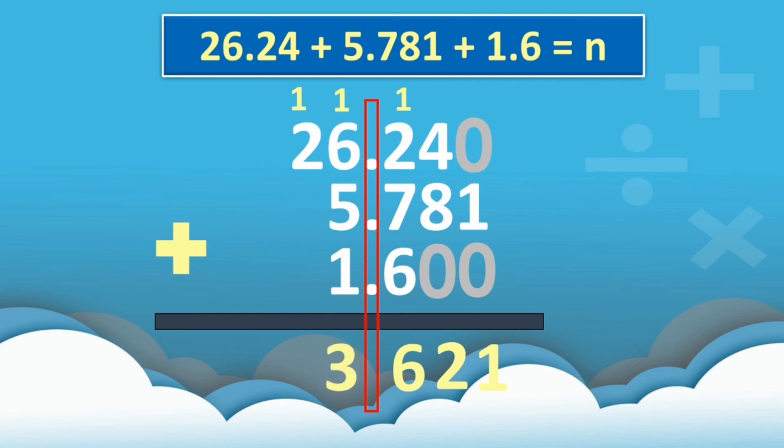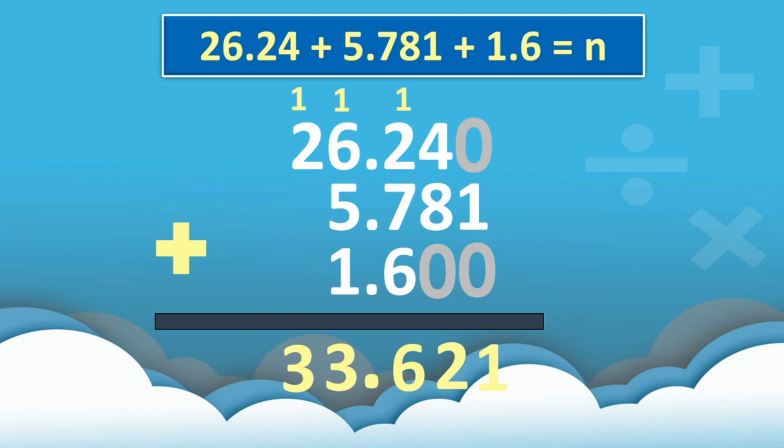2 plus 1, yeah, that gives us 3. Then we're going to bring down the decimal point between 3 and 6. So our final answer is 33 and 621 thousandths. So that's how we are going to add decimal numbers.